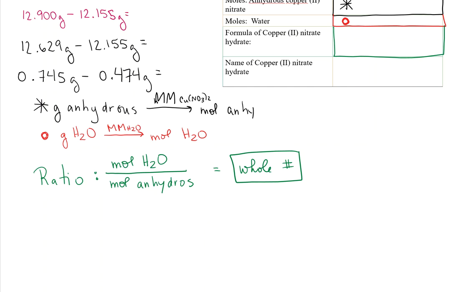So again, the moles of water I said was this red circle. The moles of the anhydrous I said were that star. So you take the circle over the star, that'll give you a whole number. That is the number of water molecules associated with it. So then you'll have copper(II) nitrate times however many that whole number is, water molecules.